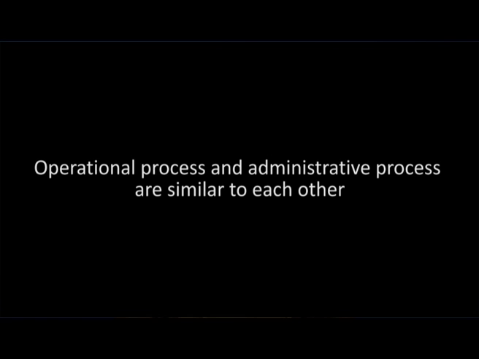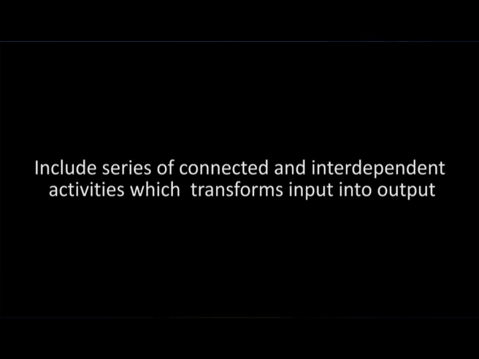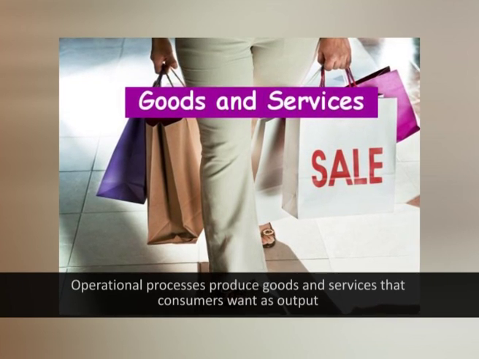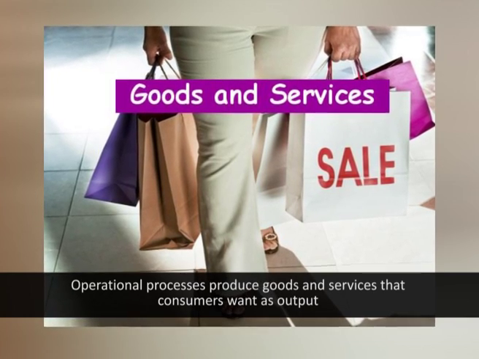Operational process and administrative process are on many grounds similar to each other. Both include a series of connected and interdependent activities which jointly transform input into output. However, operational processes produce goods and services that consumers want as output, but administrative processes generate information and plans as output for the functional groups working within the organization. To generate output adequately, every firm or organization needs the support of administrative processes. Thus, though these two processes usually function in an independent and unrelated manner, frequently they need to align their goals for effective functioning of the organization.